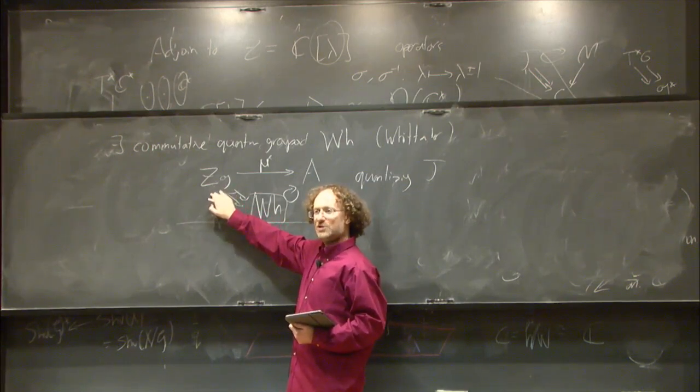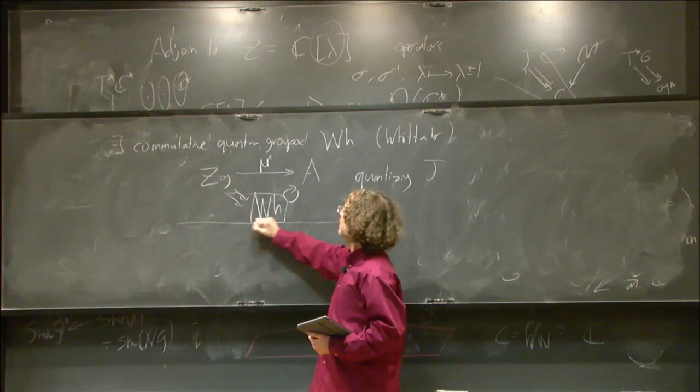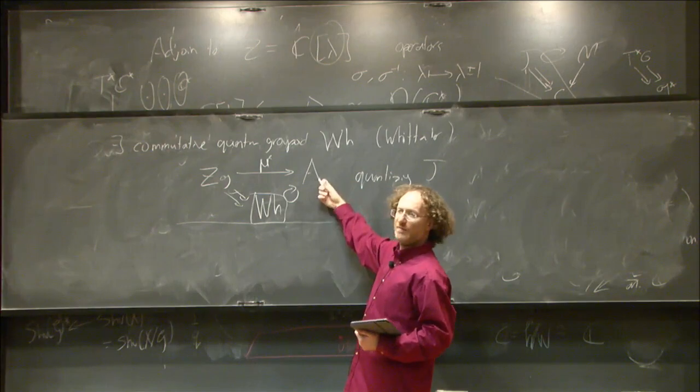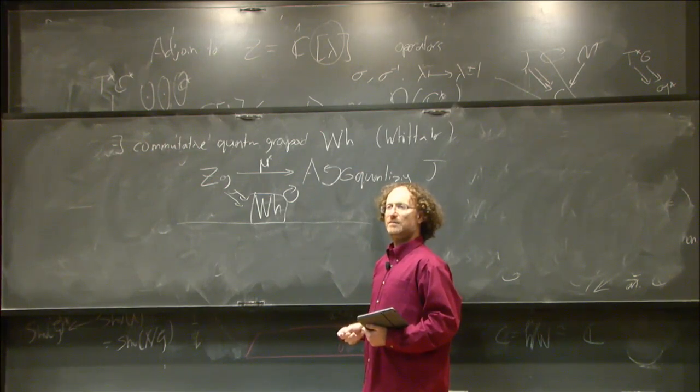VG is the center of the enveloping algebra. There's an algebroid over the center of the enveloping algebra, which acts on A. So A could have been any of my quantum homogeneous G spaces. It acts in a way that commutes with the action of G. What's it got to do with Whittaker?